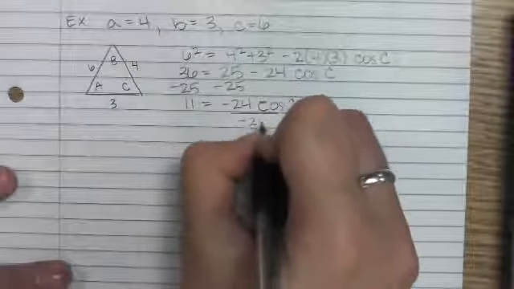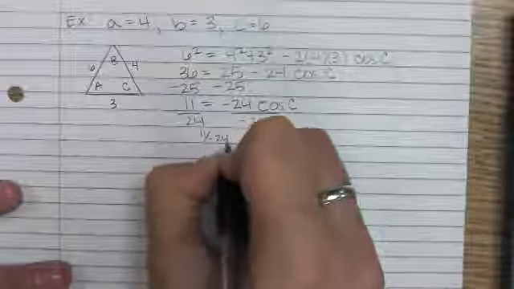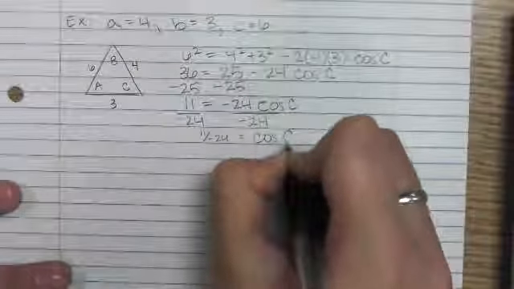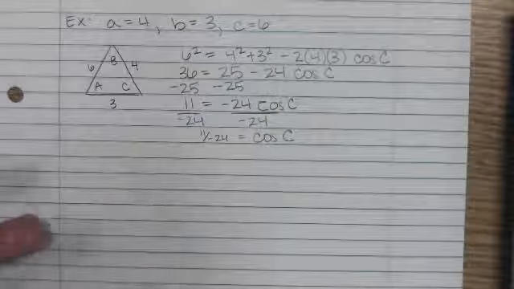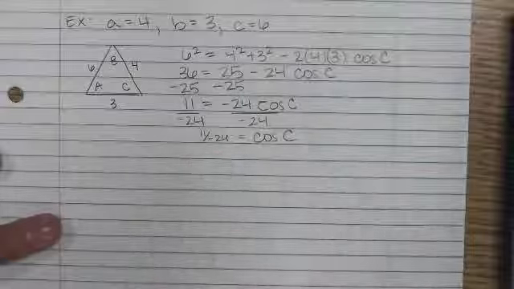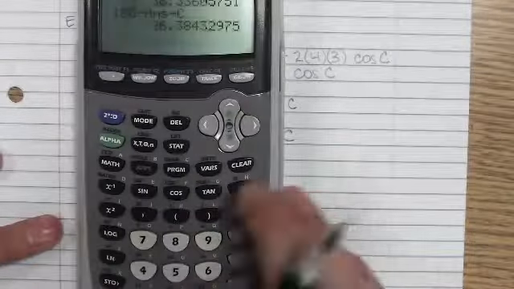And then I can go ahead and divide by negative 24. So I've got this fraction equals cos C. So if I want to solve for angle C, I just need to do cos inverse of that fraction.